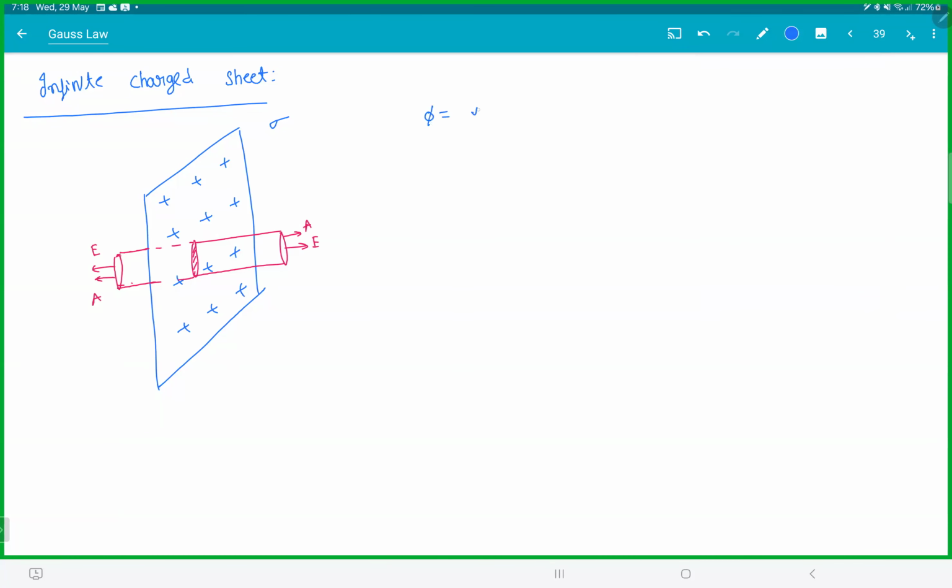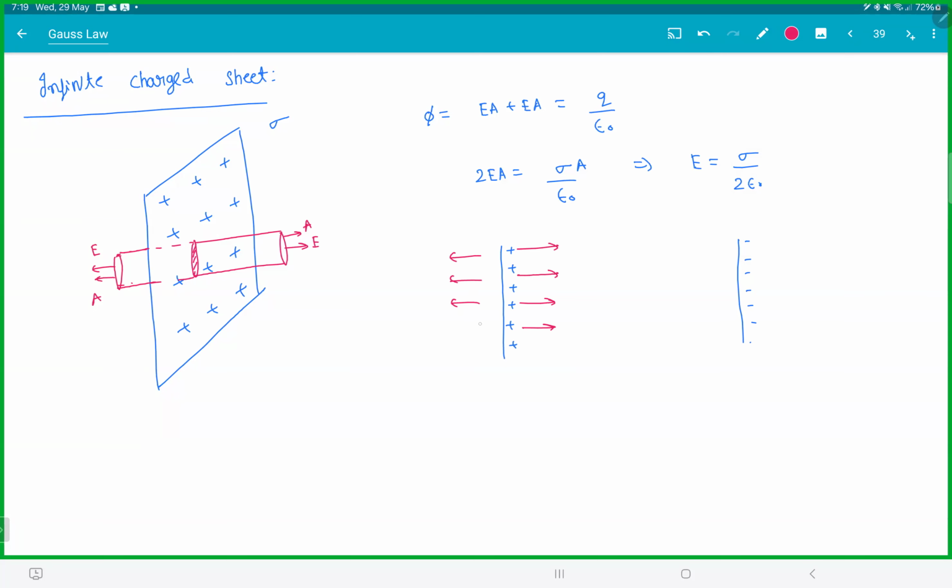So the flux will be E into A plus E into A. That should be equal to Q by epsilon. So 2 times EA, and the charge enclosed will be sigma into that area A by epsilon. E is equal to sigma by 2 epsilon. That means if you take an infinite sheet, or a negative sheet, the field lines will be radially away, of constant magnitude, no matter how far you go. For a negative charge, they'll be directed inside.